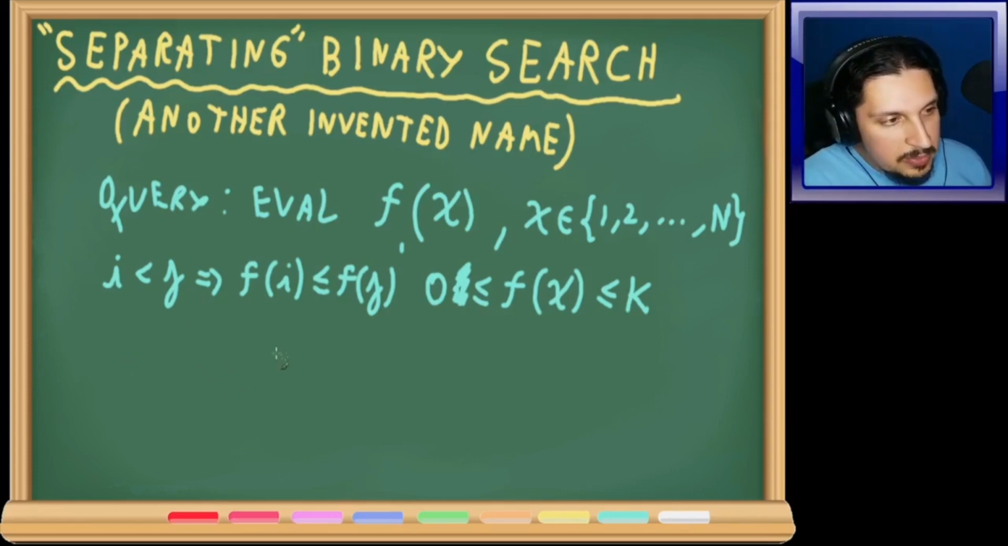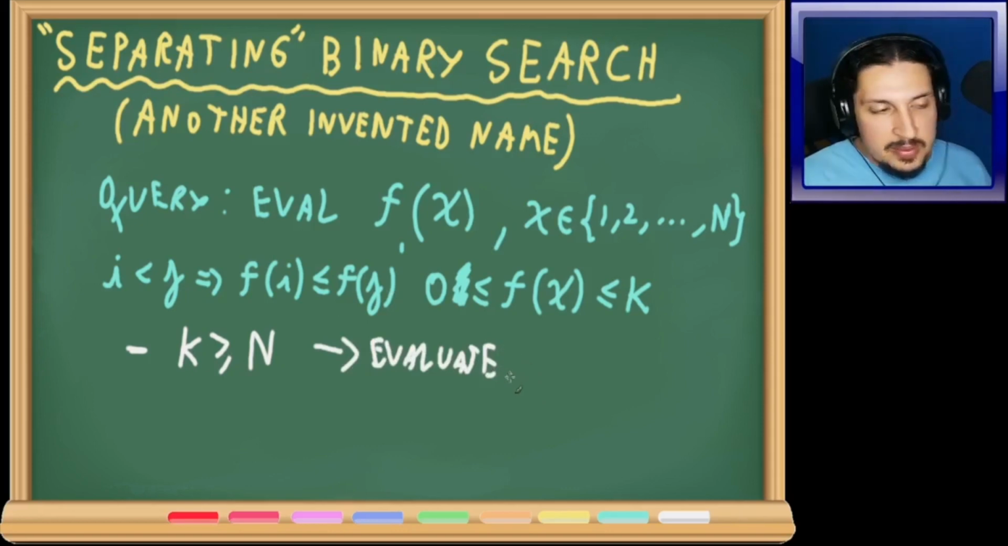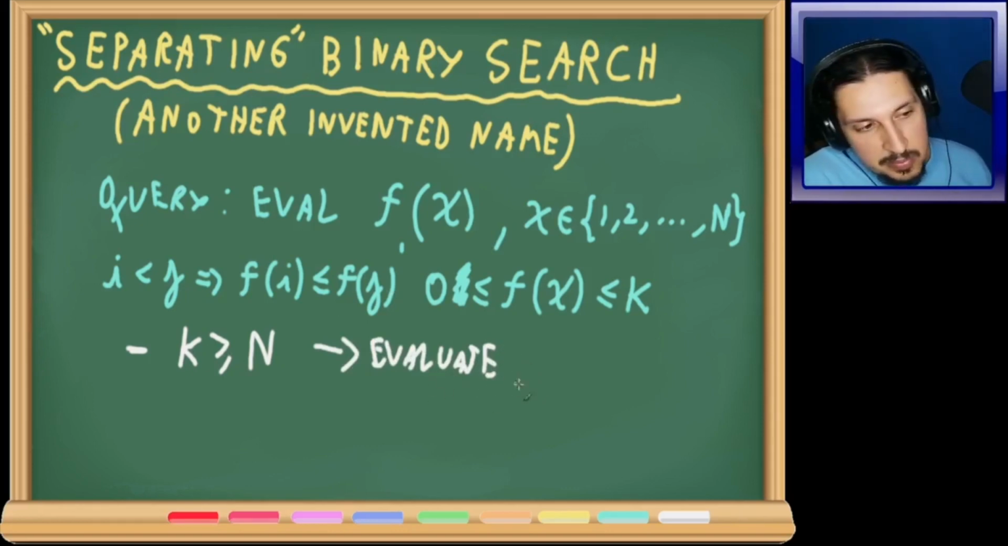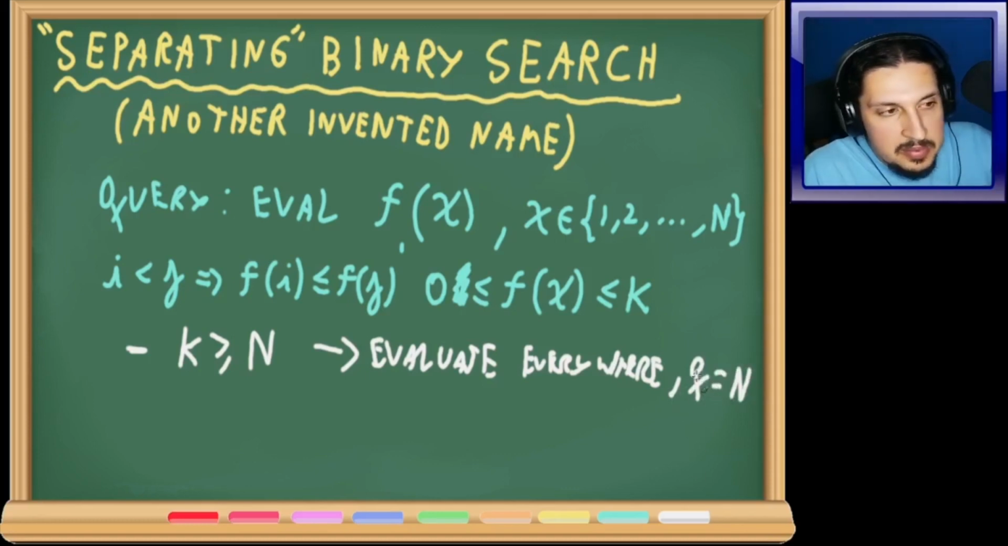Okay, so first of all, we have to say what happens if k is larger than n. So we have a lot of cuts. We have the possibility of having more cuts than the domain. When that happens, basically you have to evaluate everywhere, and you won't be able to do something significantly better than that. And that means that the number of queries, Q, is actually n. Just ask for the whole domain and that will be optimal.